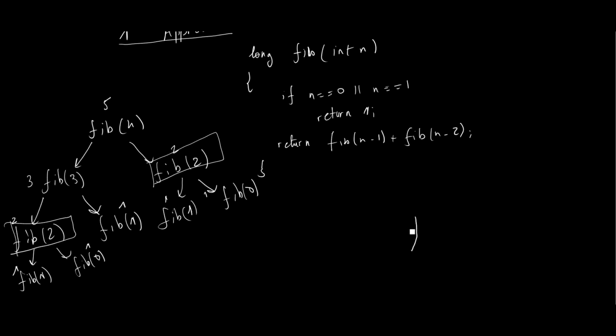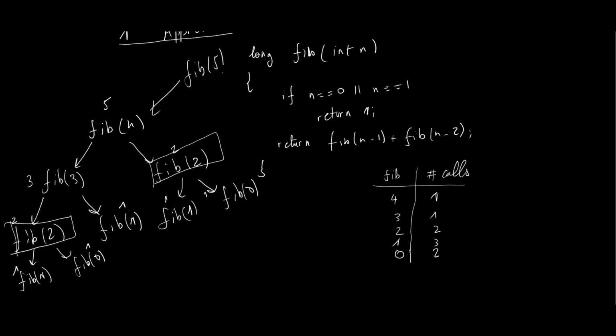So let's actually build this table. So we have fib here, and here we will have the number of calls. So 4 was called once, 3 was also called once, 2 was called twice, 1 was called 3 times, and 0 is called twice.